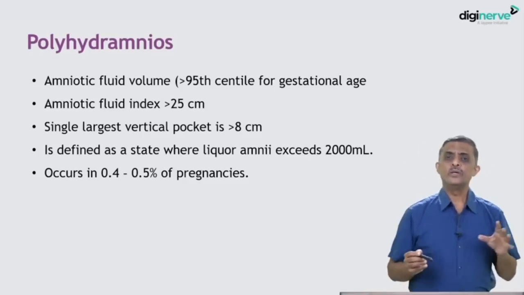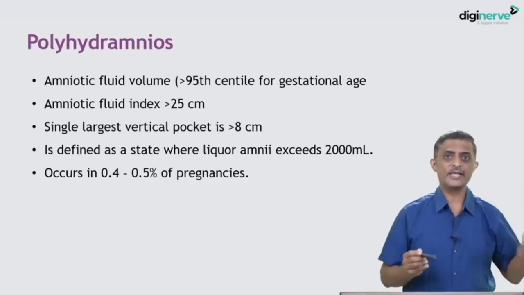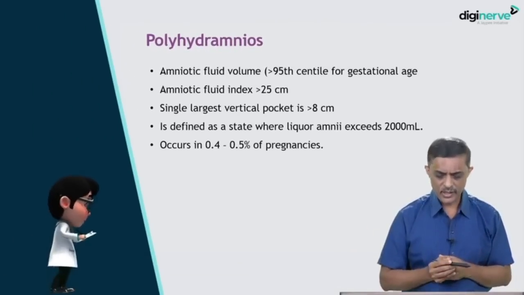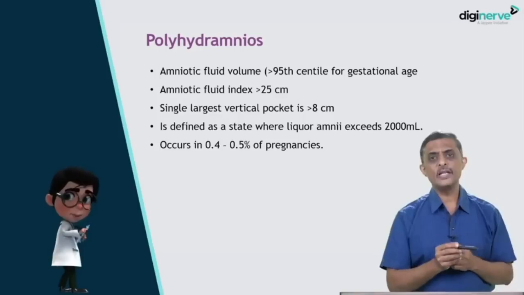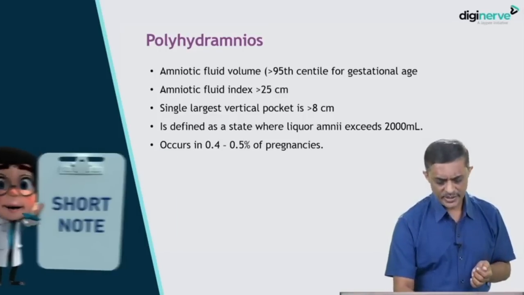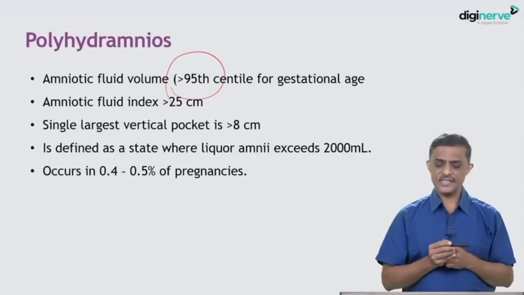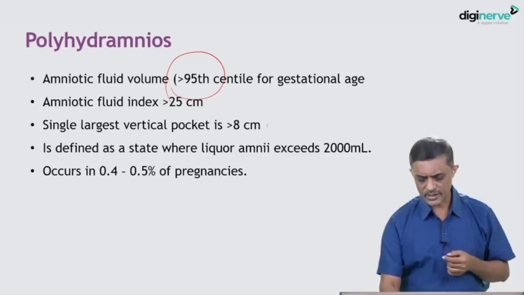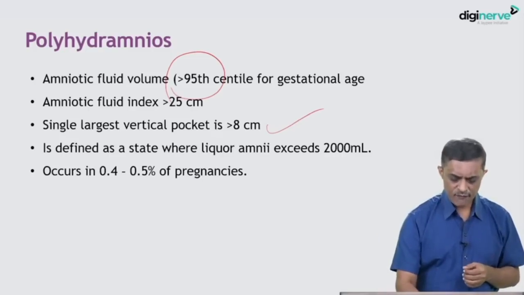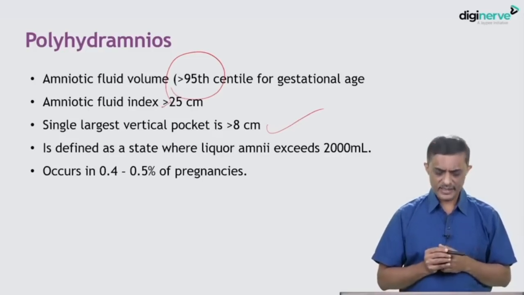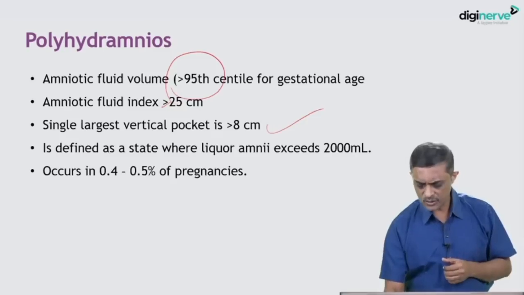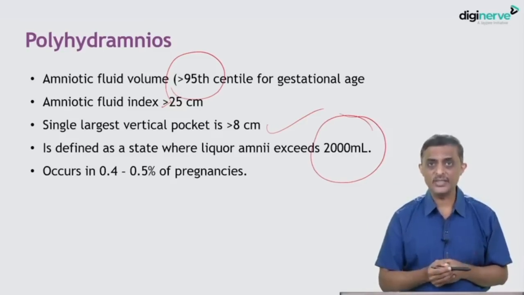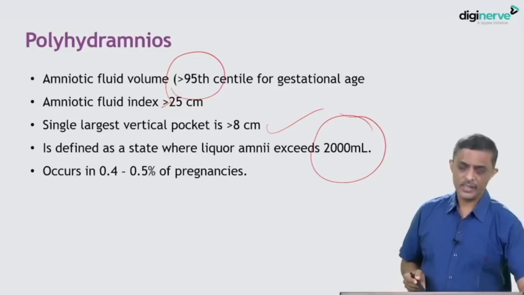Right? Now, with this summary, we have finished one extreme aspect of amniotic fluid. Now coming to the other extreme, which is called polyhydramnios. So very similar to the definition of oligo, you can say when it is more than 95th centile for the gestational age, or single vertical pocket more than 8 centimeter, or AFI equal to or more than 25 centimeter, or quantity wise, when the whole of the amniotic fluid, if you measure, if it is more than 2 liters, then we use the word polyhydramnios.